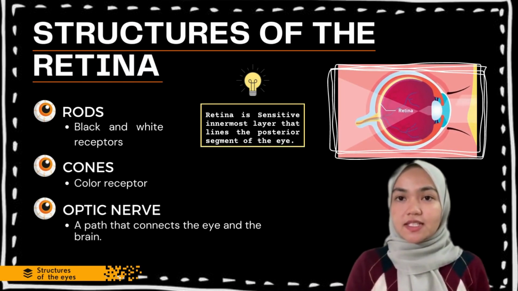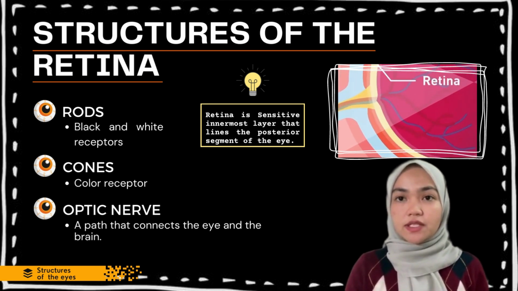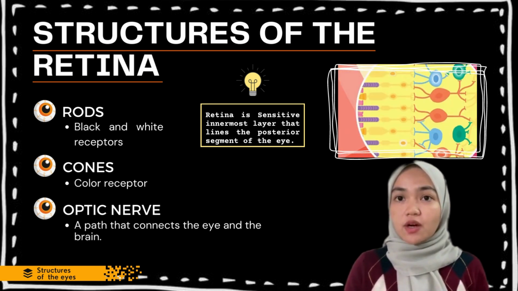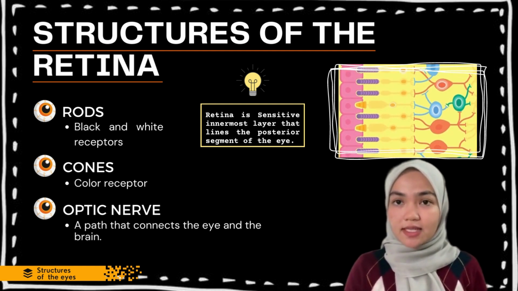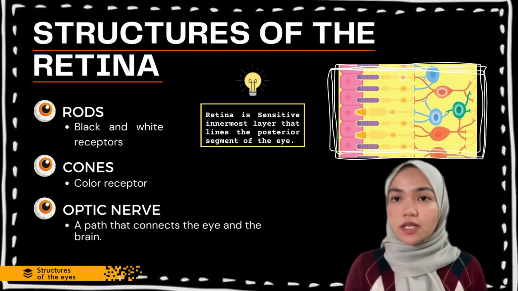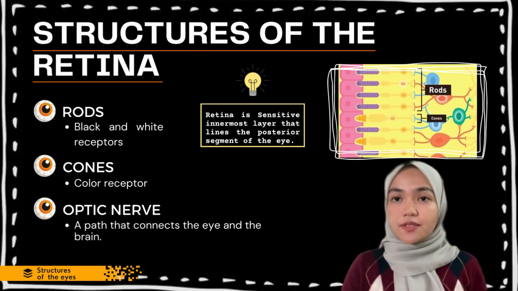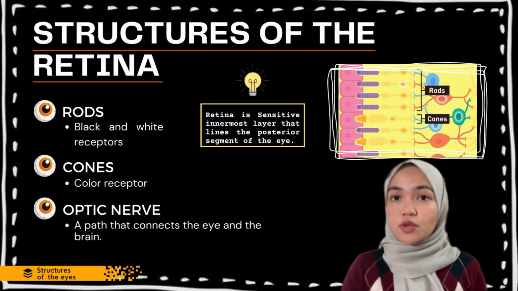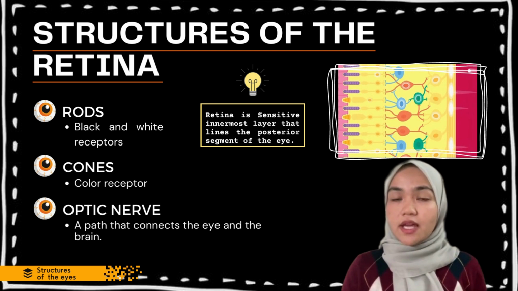The retina is the sensitive innermost layer that lines the posterior segment of the eye. Lying at the back of your eyes, the retina receives images that have passed through the lens. It is composed of several layers of cells called photoreceptors. Two types of photoreceptor cells in the human eye are rods and cones.